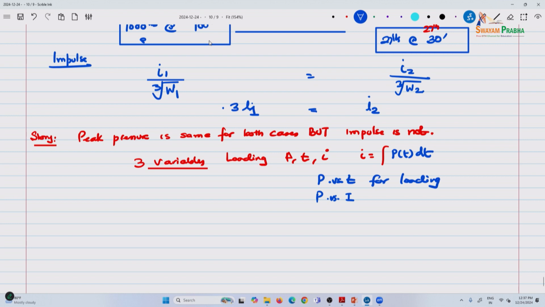What it says is you can have, for example, a structure with different combinations of pressure and impulse, and you can have the same response in the structure. You can increase the pressure, decrease the impulse, response is the same. Decrease the pressure, increase the impulse, response is the same.